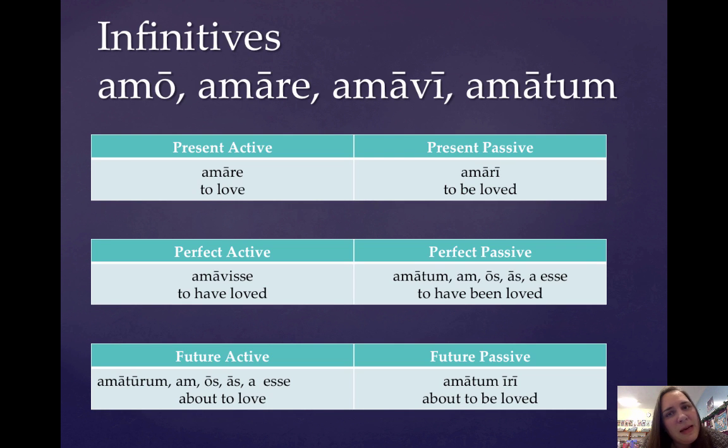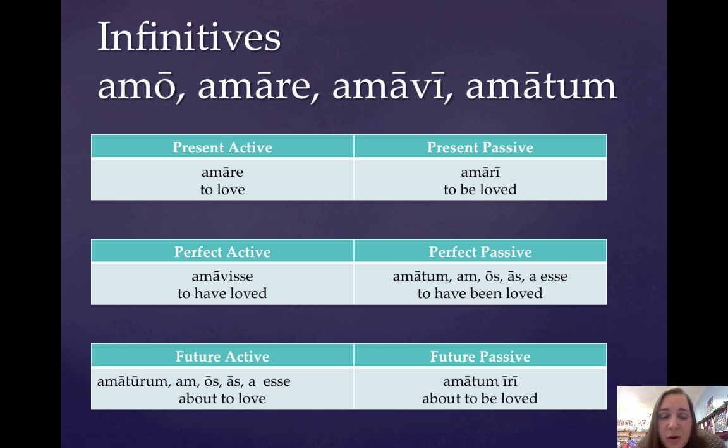I have all the examples of the infinitives for you, so you should write all of these down. For amo, amare, amavi, amatum, the present active infinitive is amare, present passive amari, perfect active amavisse, perfect passive amatum, amatam, amatos, amatas, amata, esse, whatever. Future active, amaturum, amaturam, amaturos, amaturas, amatura, esse, about to love, and amatum iri, about to be loved.